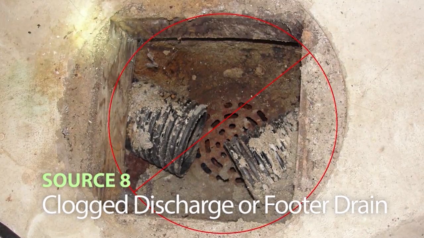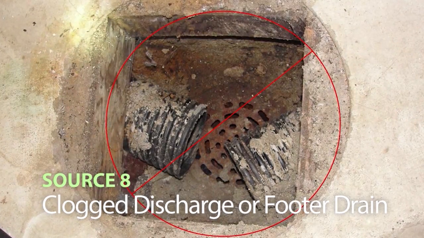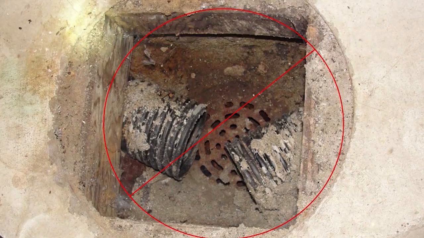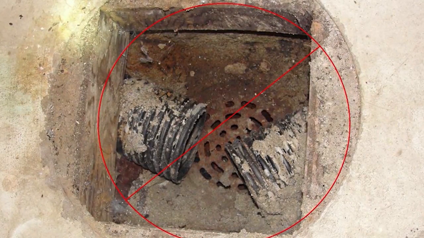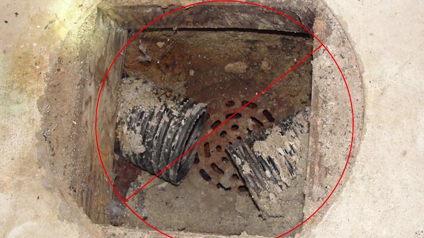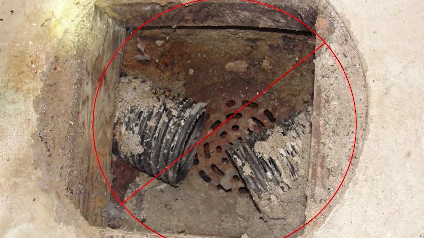Source 8 is a clogged discharge or footer drain, such as the sewer, storm system, or septic tank. Lift the drain covers when possible and check to see that they are draining properly. They should be draining away from the structure.